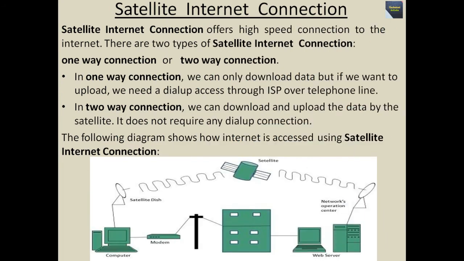Now we talk about satellite internet connection. Satellite internet connection offers high speed connection to the internet. There are two types of satellite internet connections: one-way connection and two-way connection. In one-way connection we can only download data, but if we want to upload we need a dial-up access through ISP over telephone line, right? In two-way connection, we can download and upload the data by the satellite.